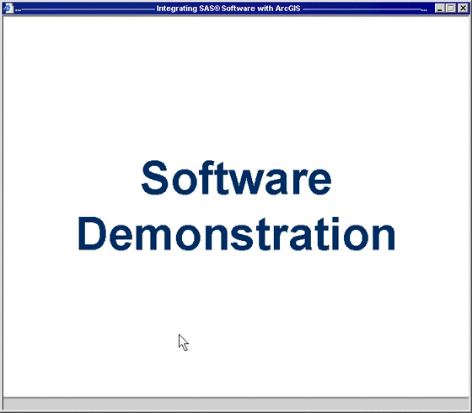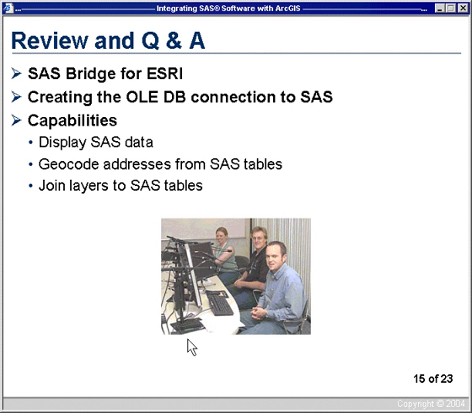Okay, at this point, I want to just do a quick review. We talked about the SAS Bridge for ESRI, what it is, some of the capabilities of the SAS Bridge. We went over how you create that connection to SAS through the SAS Bridge once you have the SAS Bridge installed. It's an OLEDB connection. And we went over some of the capabilities. Displaying SAS data in a map, if it comes in the form of X and Y, or if it's in the form of an address. And we did a spatial join, and then we went back to SAS, and we figured out the answer to that question. At this point, we'd like to take a few more questions.